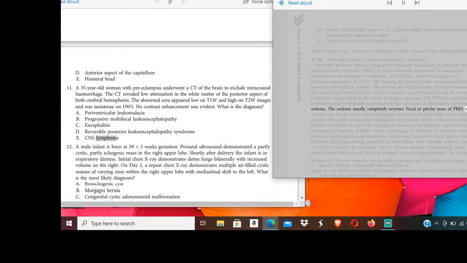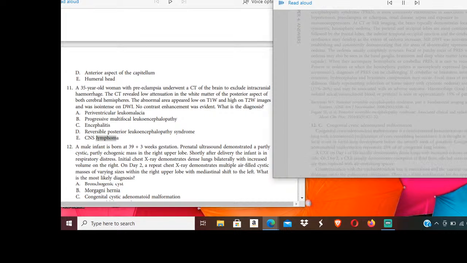Focal or patchy areas of PRES vasogenic edema may also be seen in the basal ganglia, brainstem, and deep white matter, external/internal capsule. When they accompany hemispheric or cerebellar PRES, it is easy to recognize these. Present in isolation, or when the hemispheric pattern is incompletely expressed, partial/asymmetric, diagnosis of PRES can be challenging. If cerebellar or brainstem involvement are extensive, hydrocephalus and brainstem compression may occur.